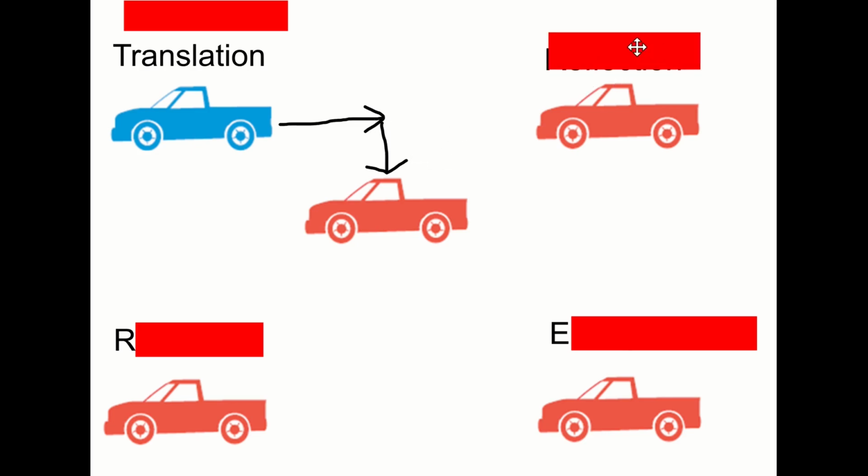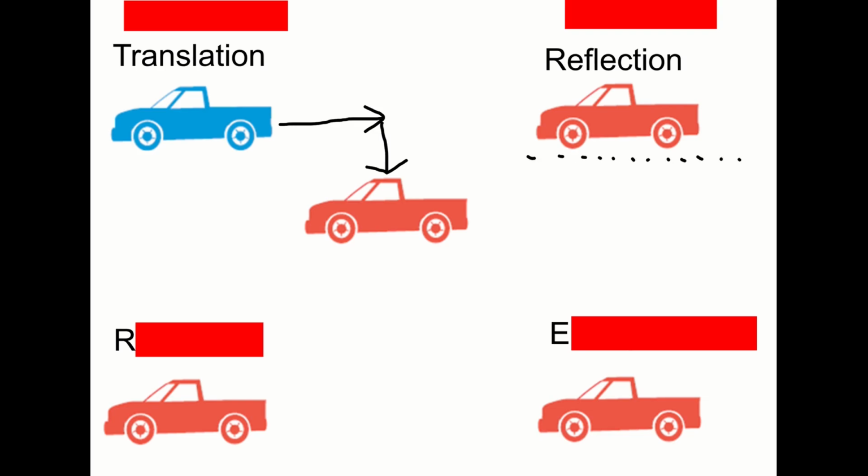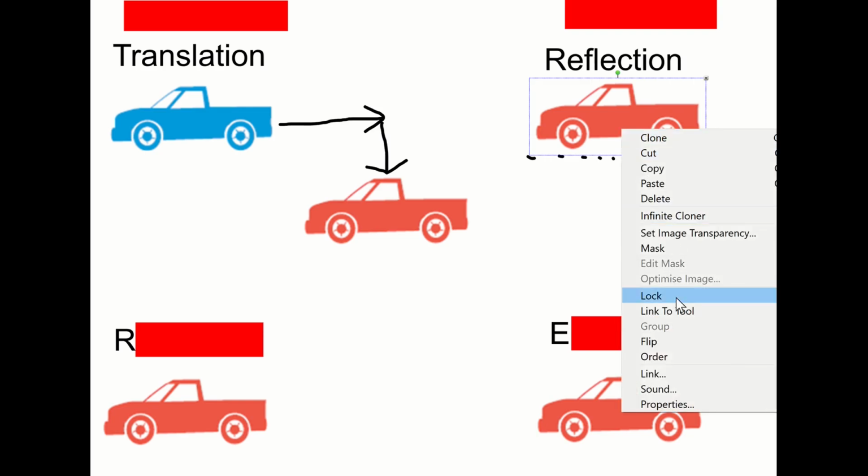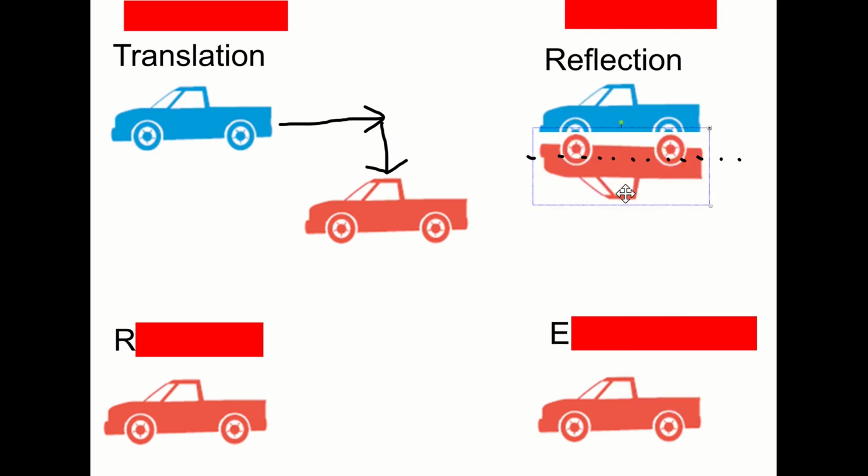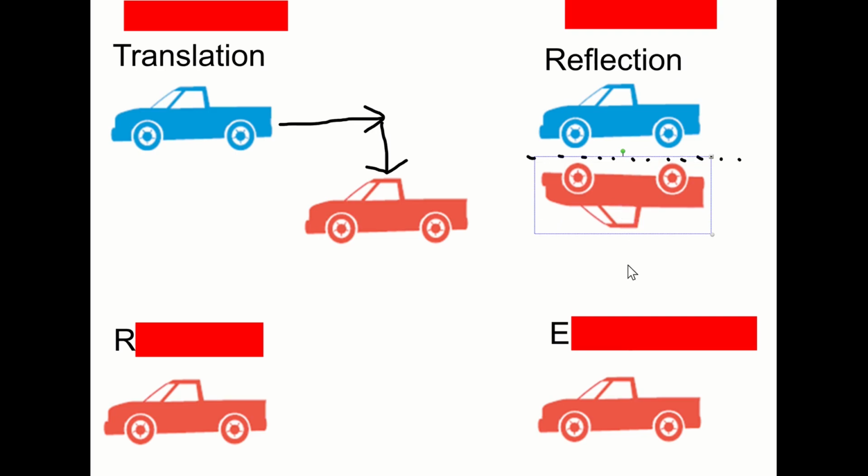Second one, well, there's two ones with R, but I'm going with reflection here. Reflection is when you have a mirror line, perhaps like so, and then you reflect it in that mirror line, and this is what happens. It ends up like this. So the top of the car ends up being the bottom of this car. It's a bit like when you look in a mirror, the left-hand side of your face is actually the right-hand side of the person looking back at you. You get this mirror reflection.